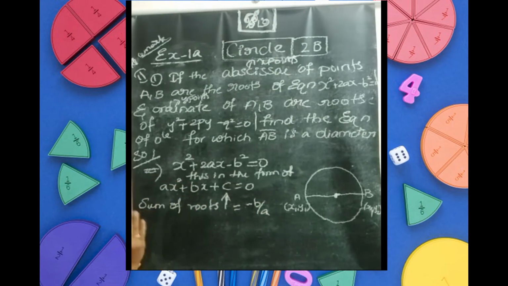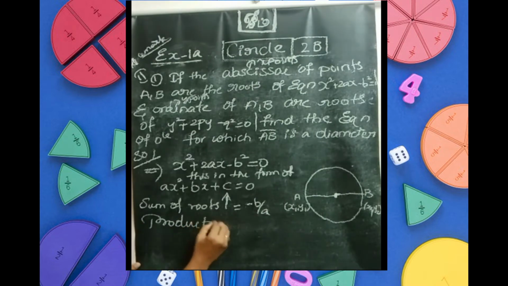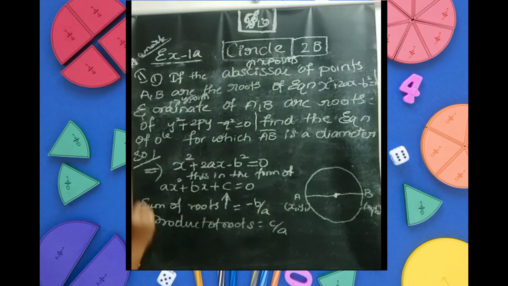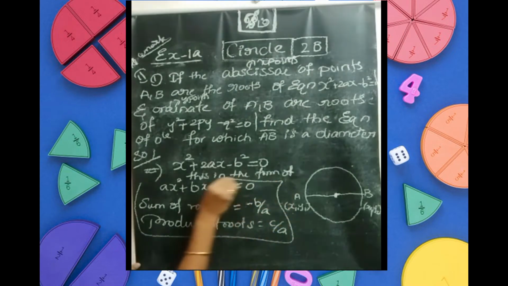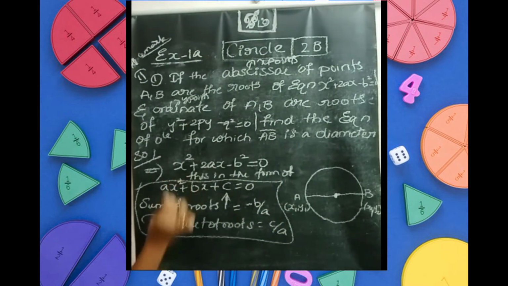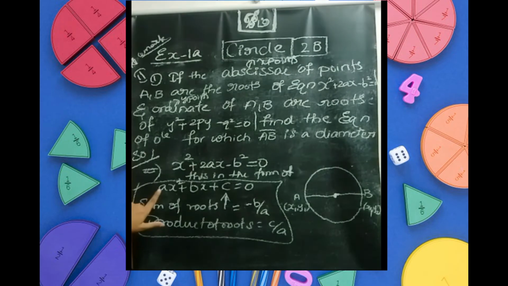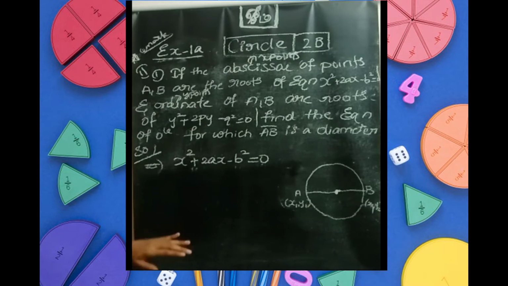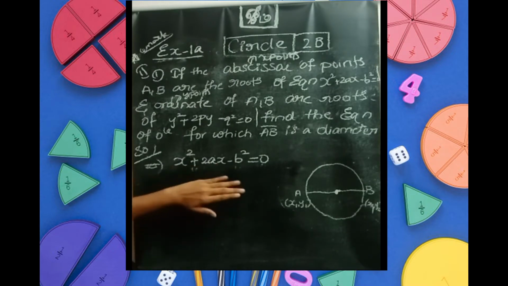Let's just remind ourselves: the sum of the roots of the quadratic equation is minus b by a, and the product of the roots equals c by a. This is the formula for the roots of the quadratic equation. They have given the same as the equation here, so we have to substitute the sum of the roots of the quadratic equation in this.